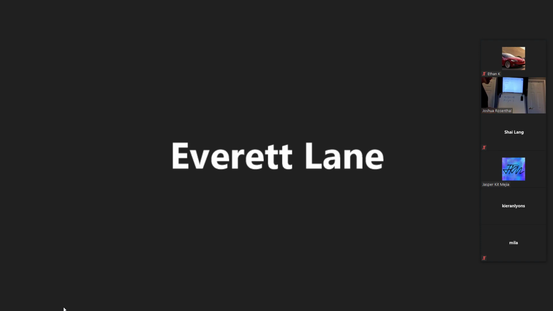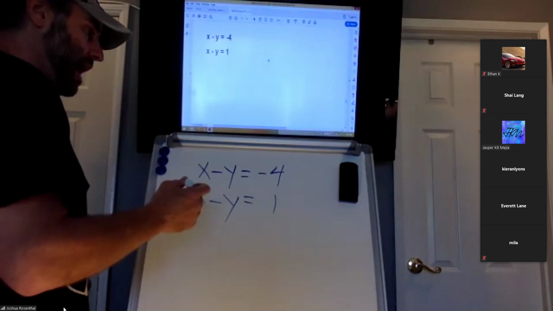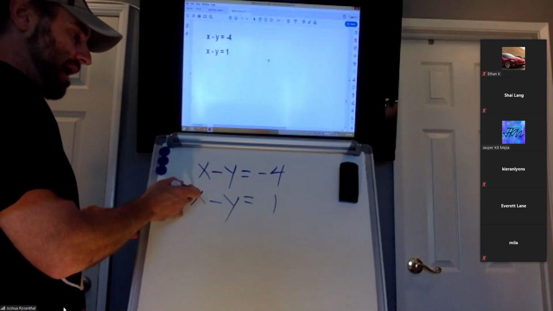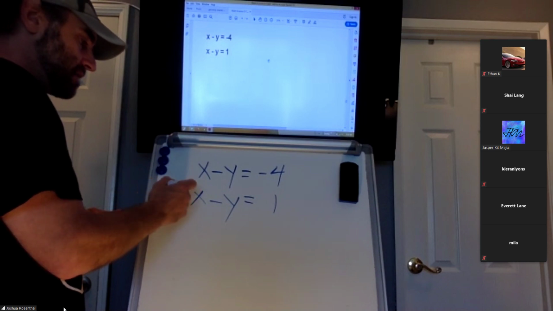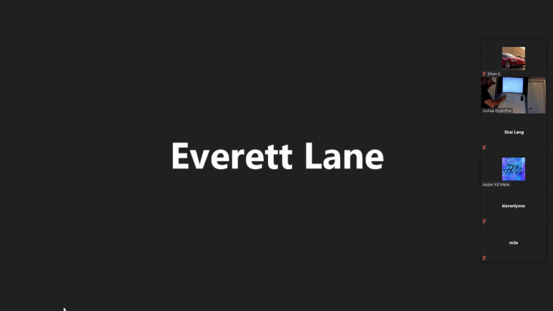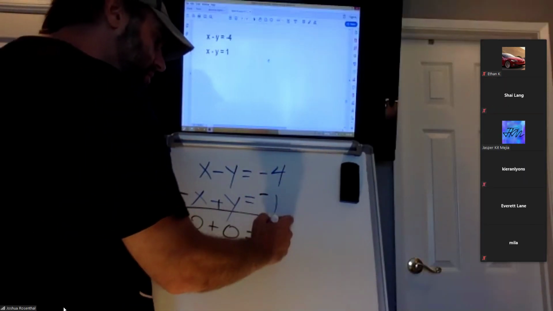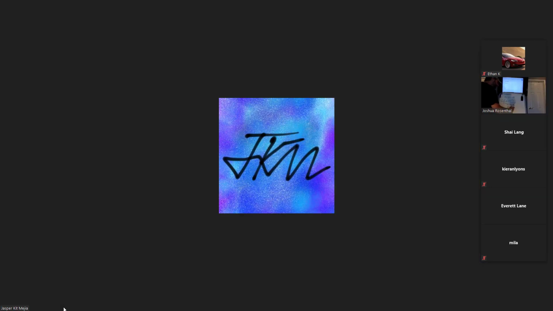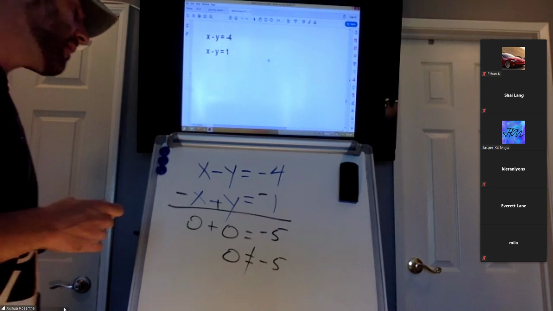Mr. Rosenthal, can it be 2x? So I would use elimination is what I would do. Now you can get this to be opposites by multiplying this line by negative 1. So that's negative, positive, negative. And then add. Then you get what? 0 plus 0 equals negative 5. And that is not true at all. False statement, no solutions.